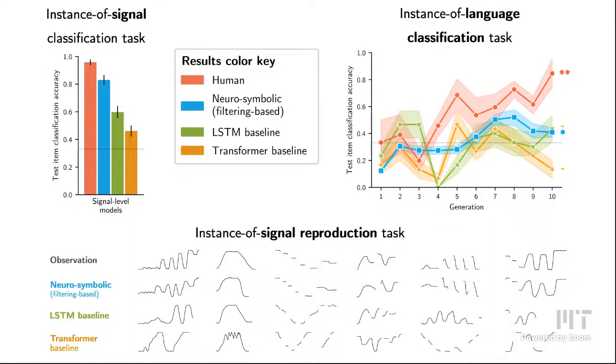One key extension of this work that we're currently exploring is using these models to simulate language evolution to explore the effect of different inductive biases on structure emergence.